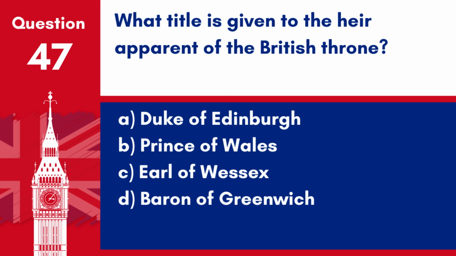Question 47. What title is given to the heir apparent of the British throne? A. Duke of Edinburgh. B. Prince of Wales. C. Earl of Wessex. D. Baron of Greenwich. Answer: B. Prince of Wales. The title Prince of Wales is traditionally given to the heir apparent of the British throne.